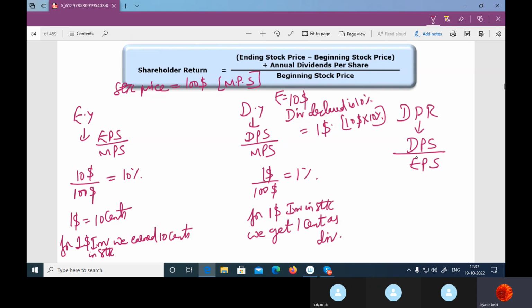See, your dividend per share is how much? $1. Your earnings per share is how much? $10. That means the company is paying how much percent of your earnings as dividends? 10%. That is the dividend payout ratio. Okay, please do this.